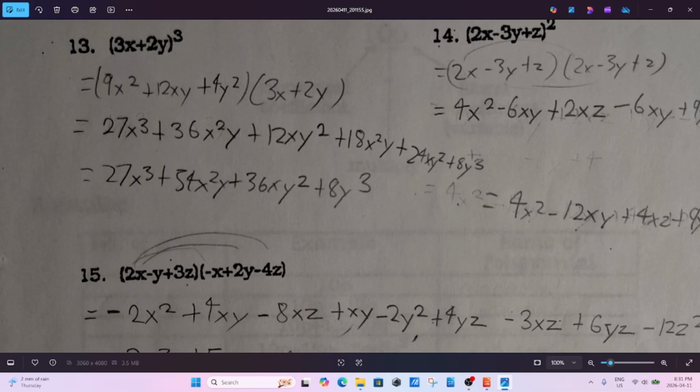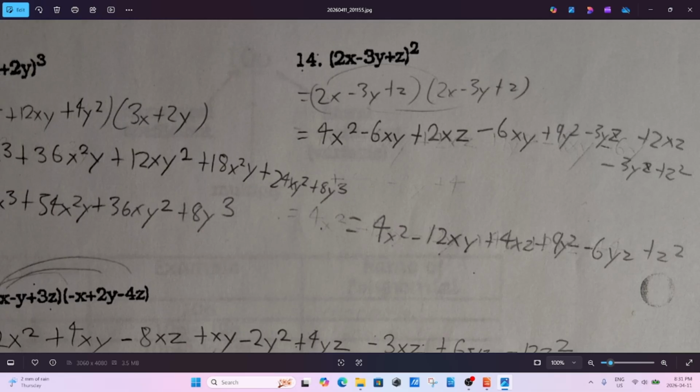So you do the 3x times 9x squared plus 12xy plus 4y squared, and then you do the 2y distributed to the 9x squared plus 12xy plus 4y squared. And then you collect the like terms, so you have 27x cubed, that is the first one. You have an 8y cubed, which is the last one. And then you just add the x squared y's, 18 and 36 to get 54. And the xy squareds, 12 plus 24 to get 36.